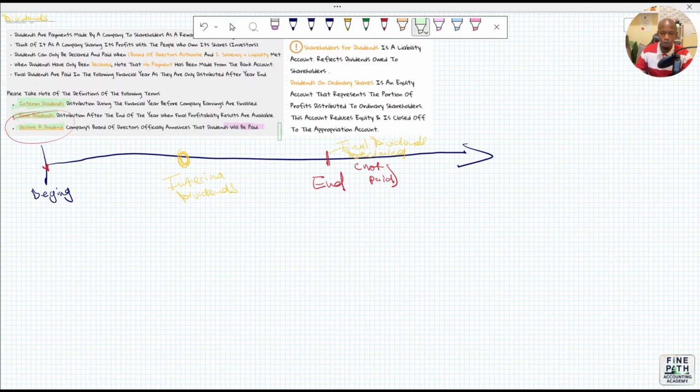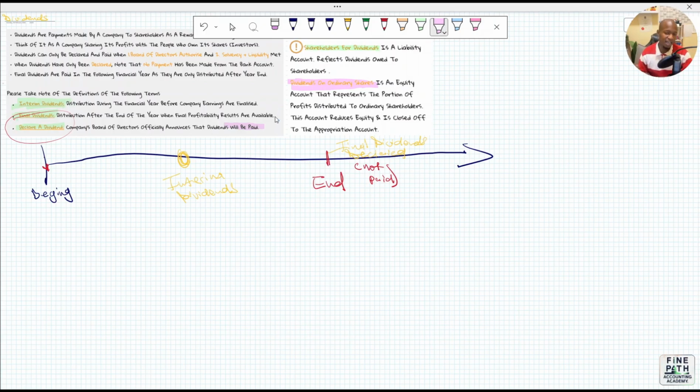And then because of that, I want to introduce these two new concepts as well. So we have what we call shareholders for dividends. So this is a self-explanatory account. It is shareholders for dividends. These are the shareholders that we owe dividends. And we only owe dividends to shareholders when we have declared dividends, right? And then the second account I want us to look at is dividends on ordinary share. So now this is our dividends account.